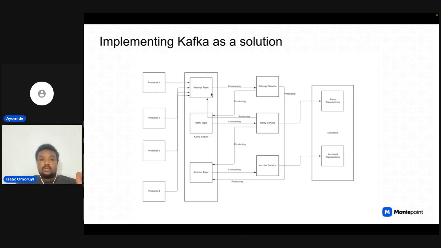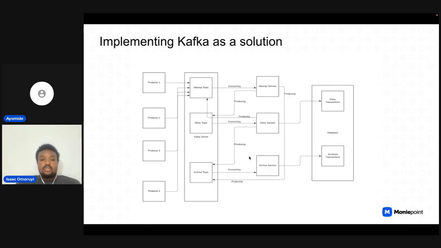In the Kafka server, we have three topics: the attempt topic, the retry topic, and the archive topic. These producers that have transactions that we process all produce to the attempt topic. For all these topics, we have various instances of this transaction service subscribing to them and doing some form of manipulation. For the attempt topic, we have the attempt service. For the retry topic, we have the retry service. For the archive topic, we have the archive service.